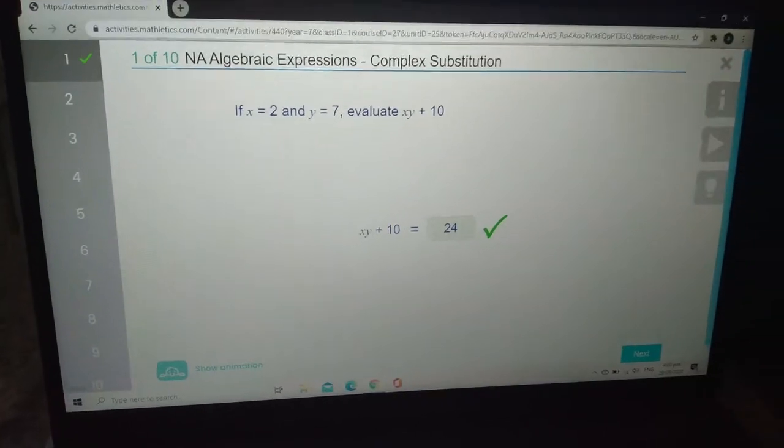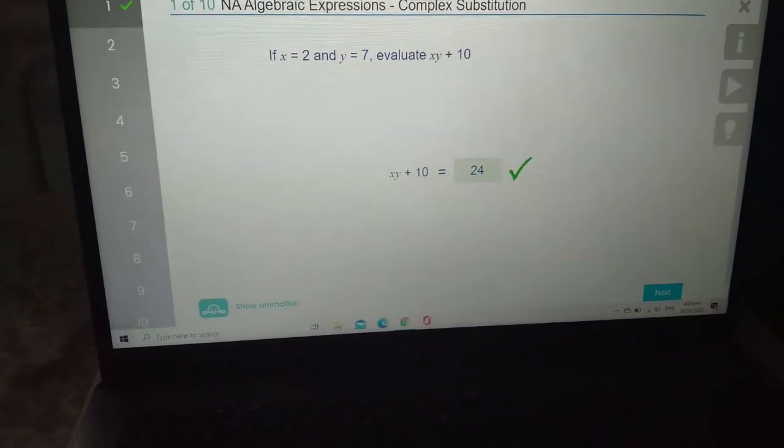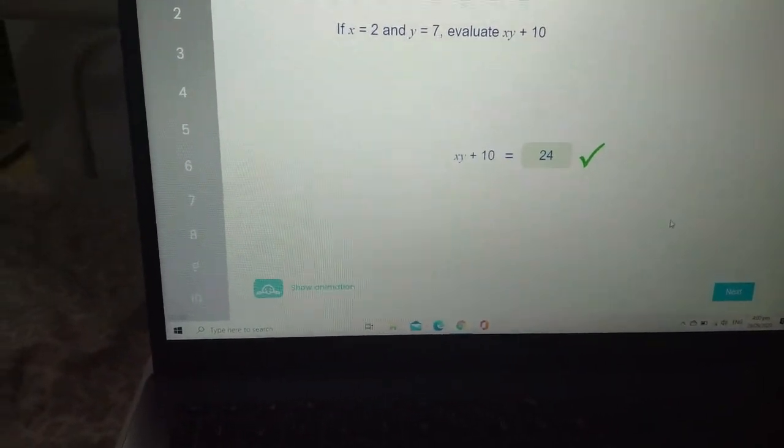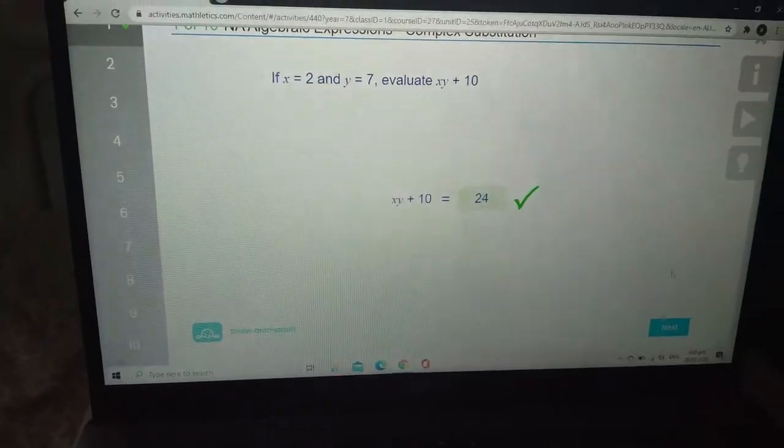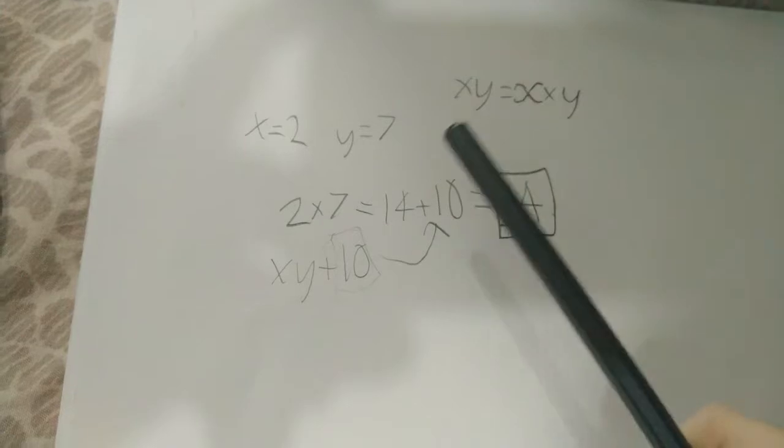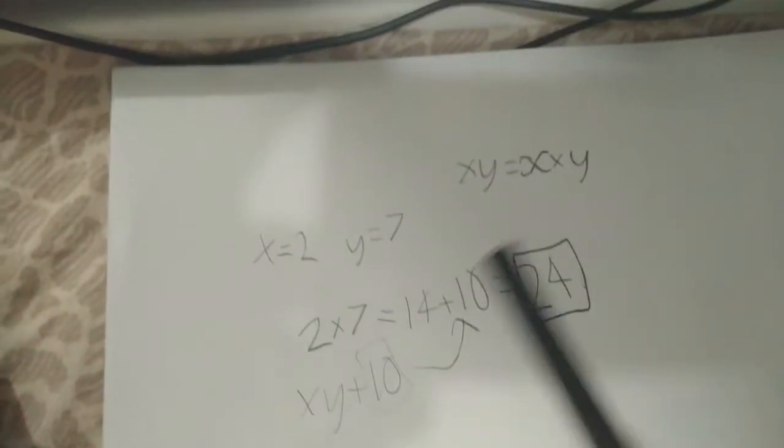Okay, this is xy plus 10. xy equals x times y. Here's your solution. We forgot to show it. Okay, this is my solution. xy equals x times y. Of course, it's true. So we'll go to the next.